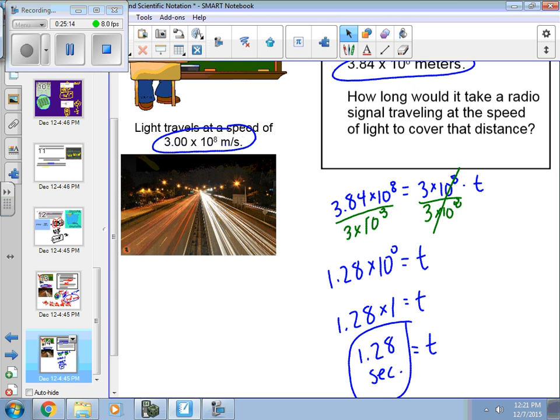That's why, if you've ever seen on TV where they're talking to the astronauts up in space, the astronauts usually sit there for a second or two before they respond. That's the time it takes that signal to go all the way up to where they are in space. There's a little time lapse there. All right, you guys try some of the practice problems out on your own.